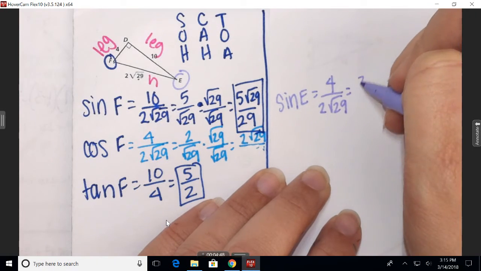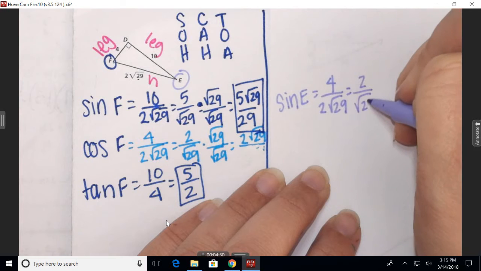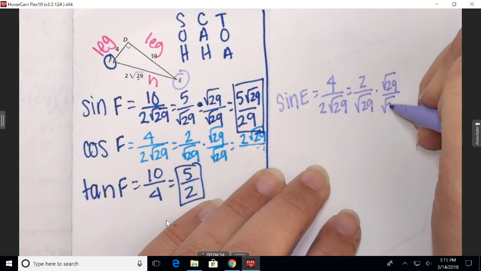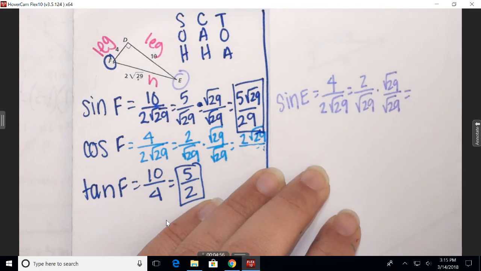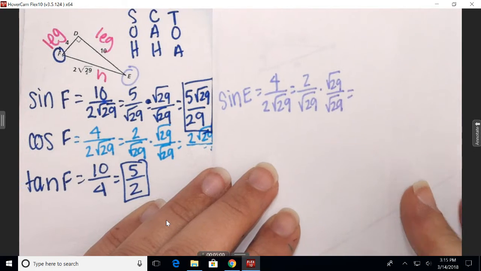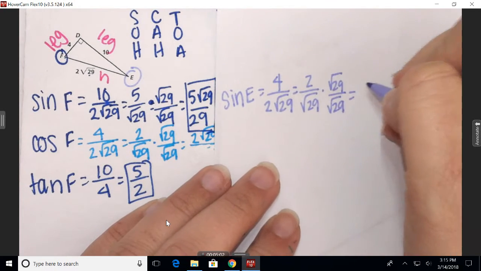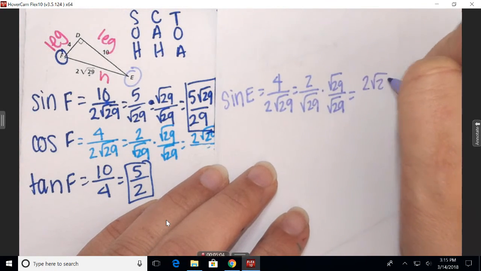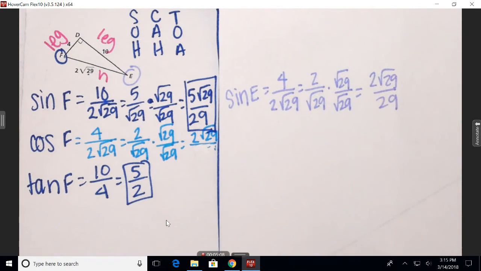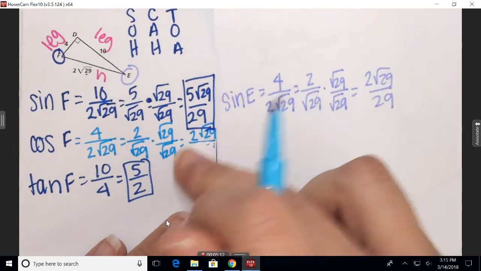4 divided by 2 is 2. We have to get rid of that radical. And then we're left with 2 root 29 divided by 29. And the way you know you did it right is the sine of E and the cosine of F are supposed to be the same thing.